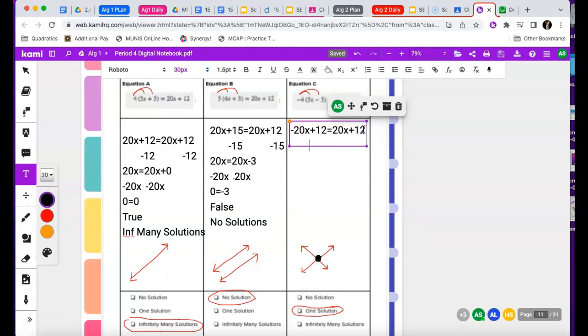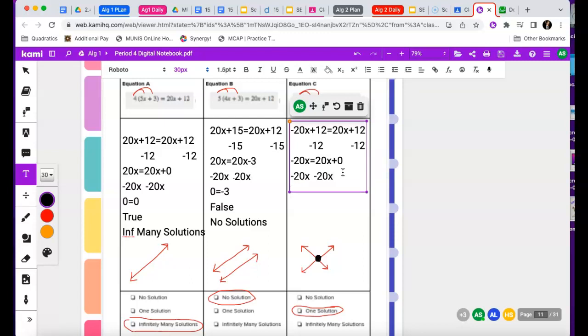So let's look at this one algebraically. We're going to do the same step. We're going to move this 12 to the other side of the equation by subtracting it. So bring down our negative 20x equals 20x. Now, 12 minus 12 is 0, so plus 0. Now we're going to move this 20x to the other side of the equation. So we're going to subtract 20x on both sides. Negative 20x minus 20x gives me negative 40x, and that's equal to 0.